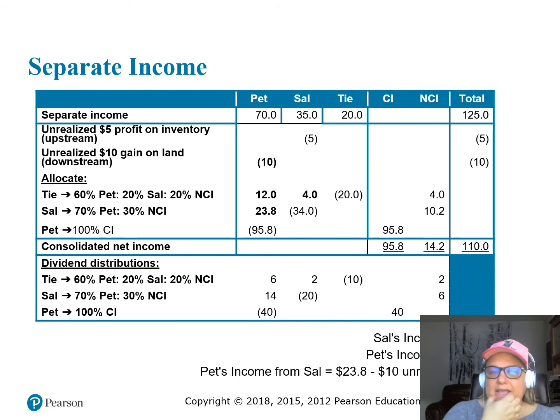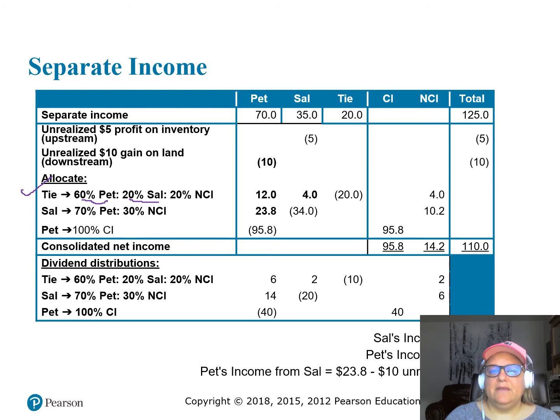Here again, the separate income, we did that in previous chapters, so I'm not going to spend a ton of time. You have to come in and take out any of the upstream and downstream, and you've done that in previous chapters. Here's the allocation. You have to start with Ty, and here again, allocate to Pet, 60%, allocate to Sal, right? And then you have to look at Sal as a non-controlling interest. So you have a few things going into this situation. Again, if we go back and you look at this right here, 60% to Pet, 20% to Sal, 20% NCI, right?